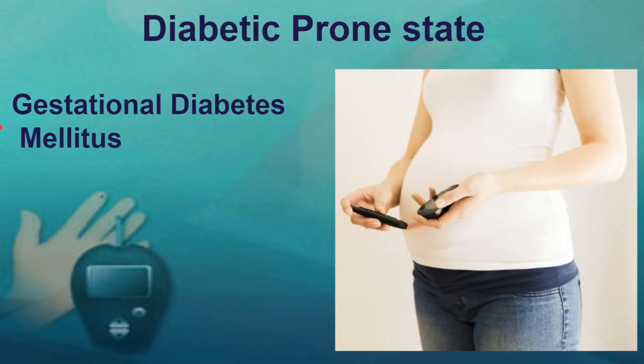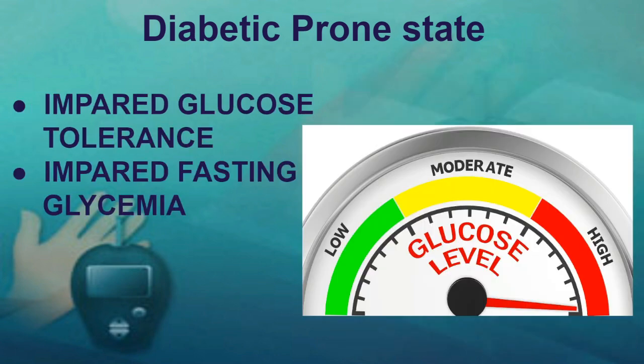Now the first case over here is of gestational diabetes mellitus. What actually happens during pregnancy is that the placenta releases such hormones which cause the body to become insulin resistant. Okay, and because of this, temporarily the blood glucose becomes higher and higher. And if this blood sugar level is not reduced, the person may suffer from diabetes mellitus in the future.